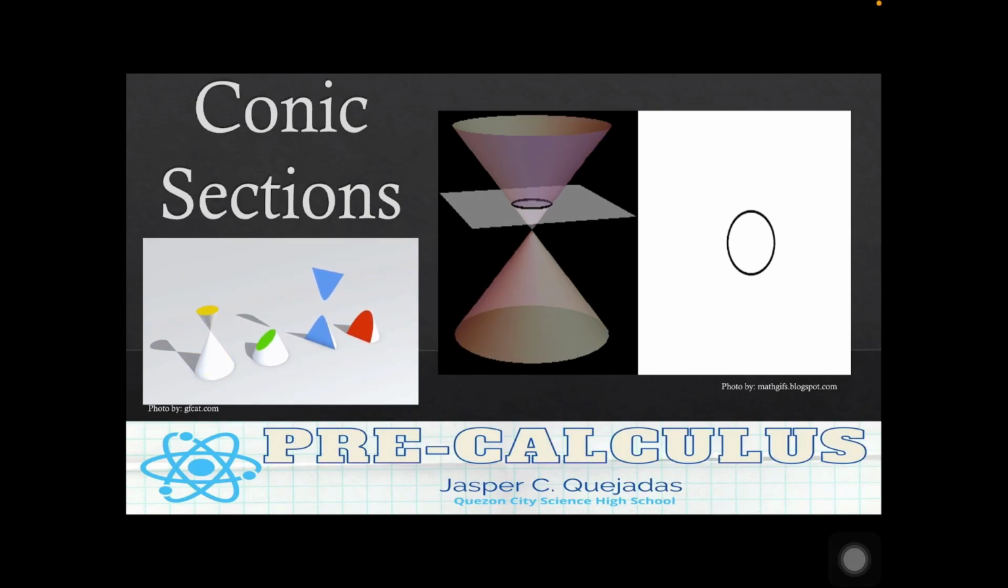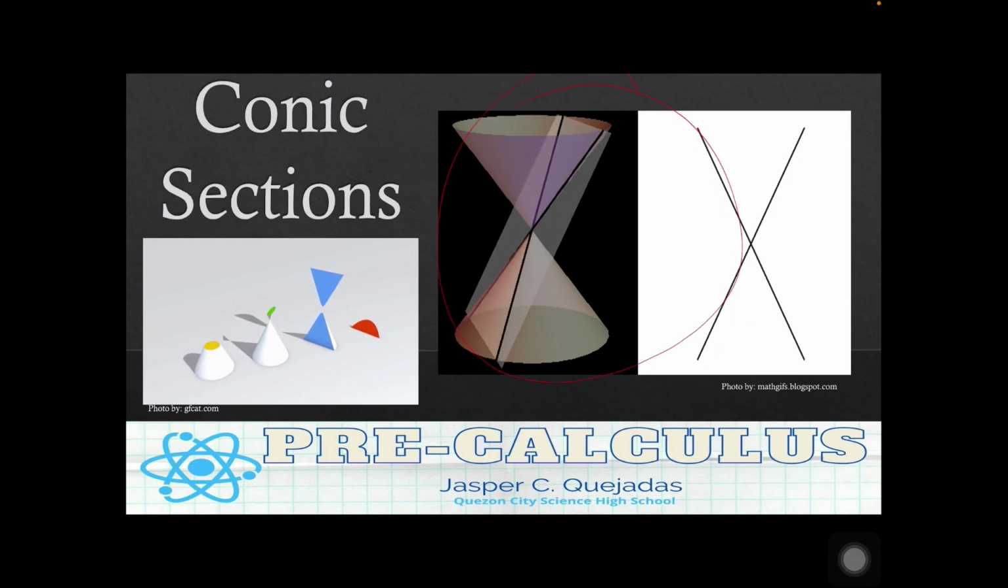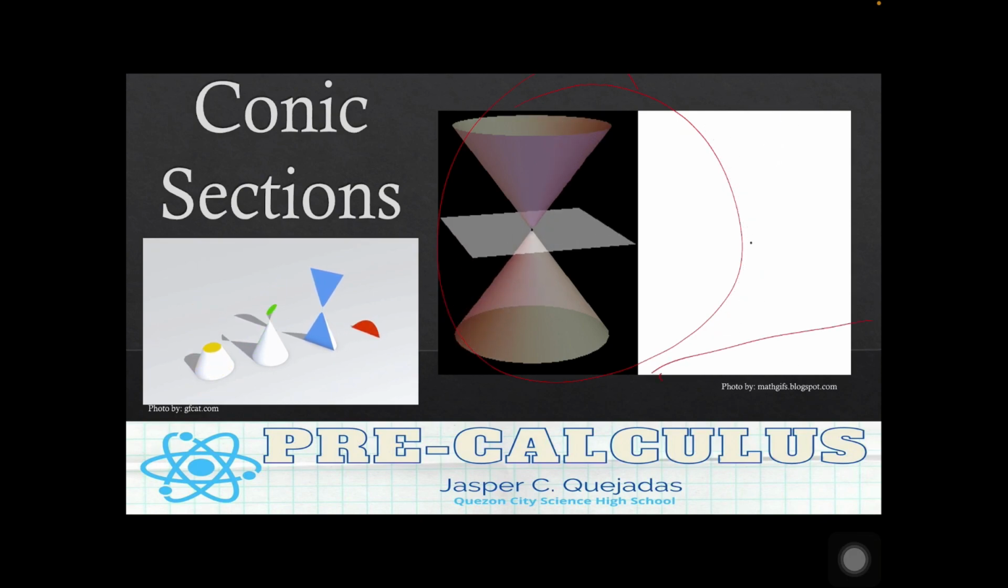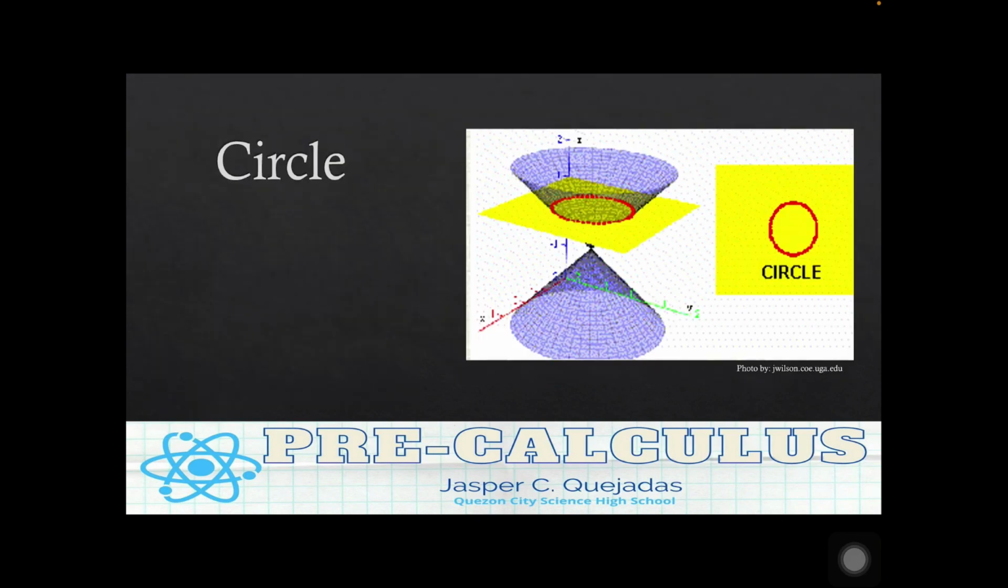So today we'll be discussing conic sections. Here in the image, as the plane intersects the cone, it forms different images of conic sections. So let's discuss each one by one. How are circles formed?